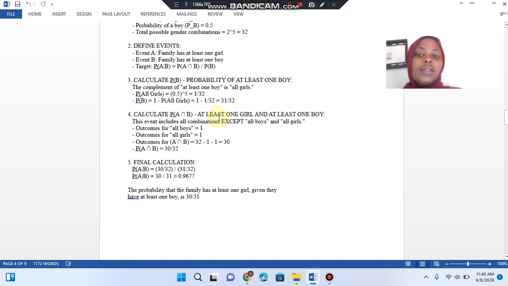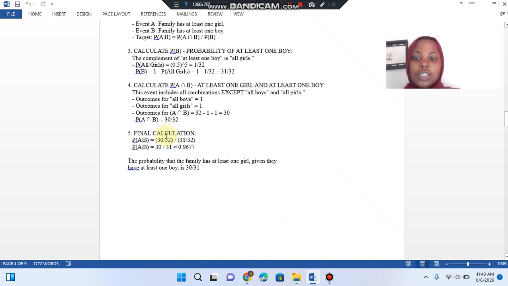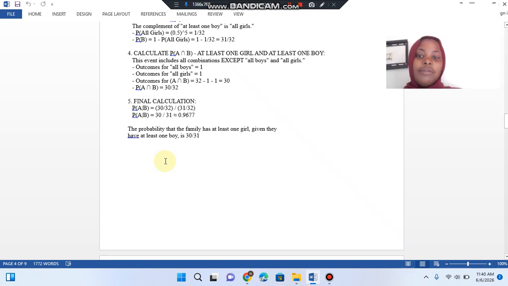Now we calculate the probability of at least one girl and at least one boy. Since the outcome of all boys is equal to 1 and the outcome of all girls is equal to 1, the outcomes of both are 32 minus 2, which is 30. Then we get 30 out of 32. For our final calculation, we divide 30 out of 32 by 31 out of 32. The probability that the family has at least one girl, given they have at least one boy, is 30 out of 31.